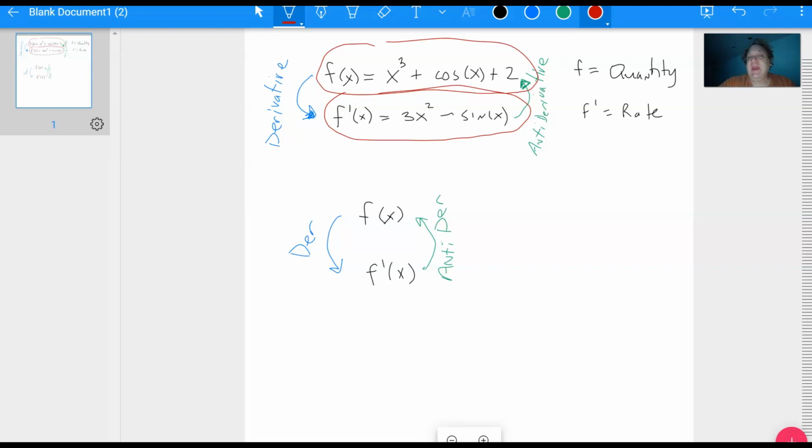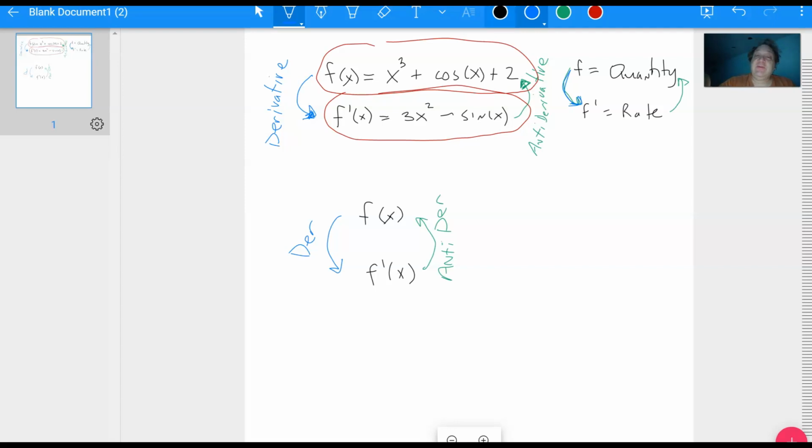That's called an antiderivative. Remember that f, the function, measures a quantity of something, and the derivative measures the rate of change of that quantity. So we have this idea about going from the quantity to the rate, but antiderivatives will go from the rate to the quantity, right? So it's kind of a reverse process there. That's kind of the big idea.